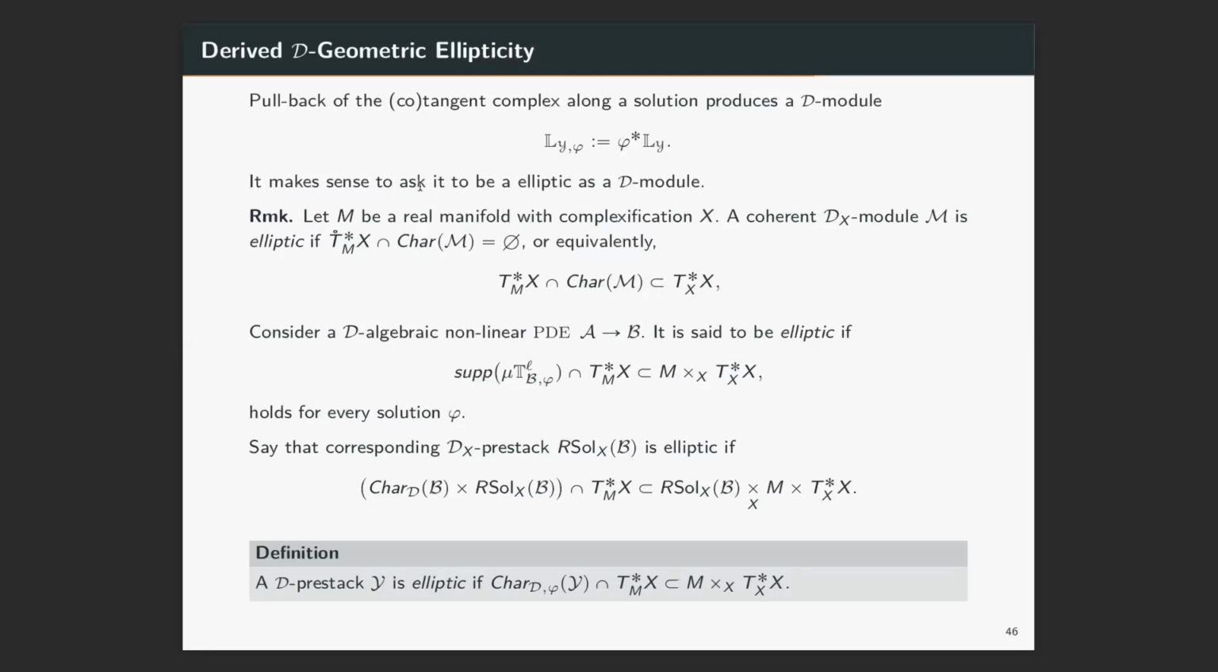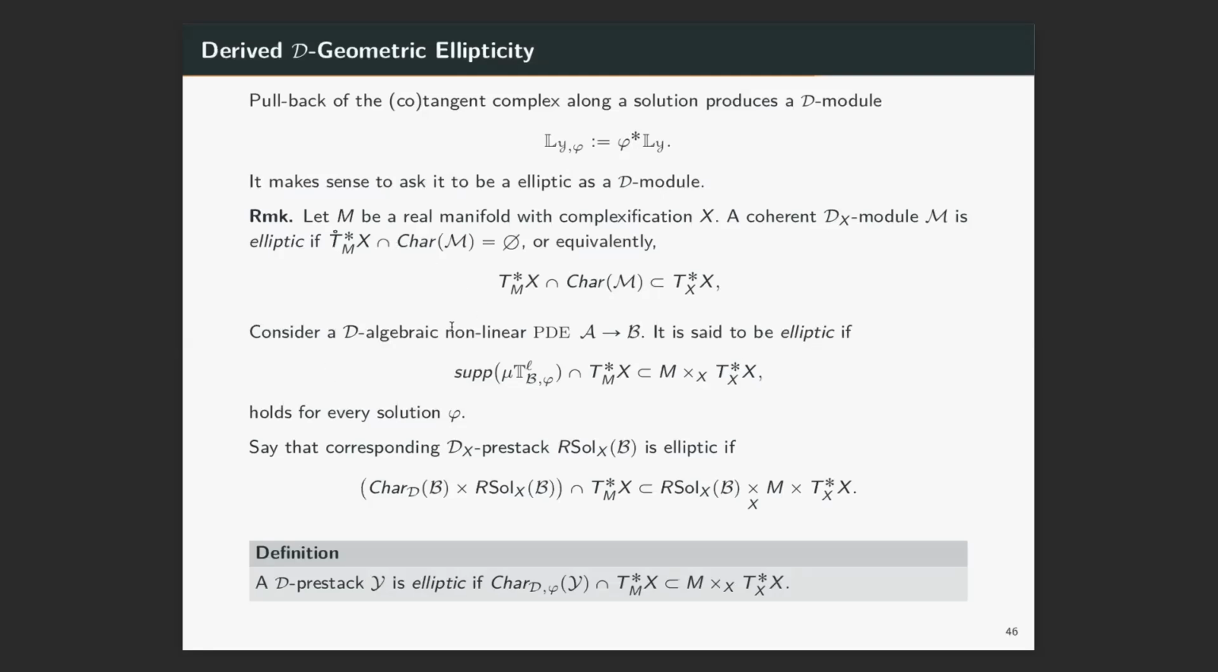And so you can ask when this complex pulled back along a solution, which is formally the derived linearization along a solution that we saw earlier, now using complexes, is elliptic as a D module or a complex of D modules. And so it can be seen that the condition I showed you earlier in that little example at the beginning is really what it means to be elliptic as a D module. It means you have no real characteristics.